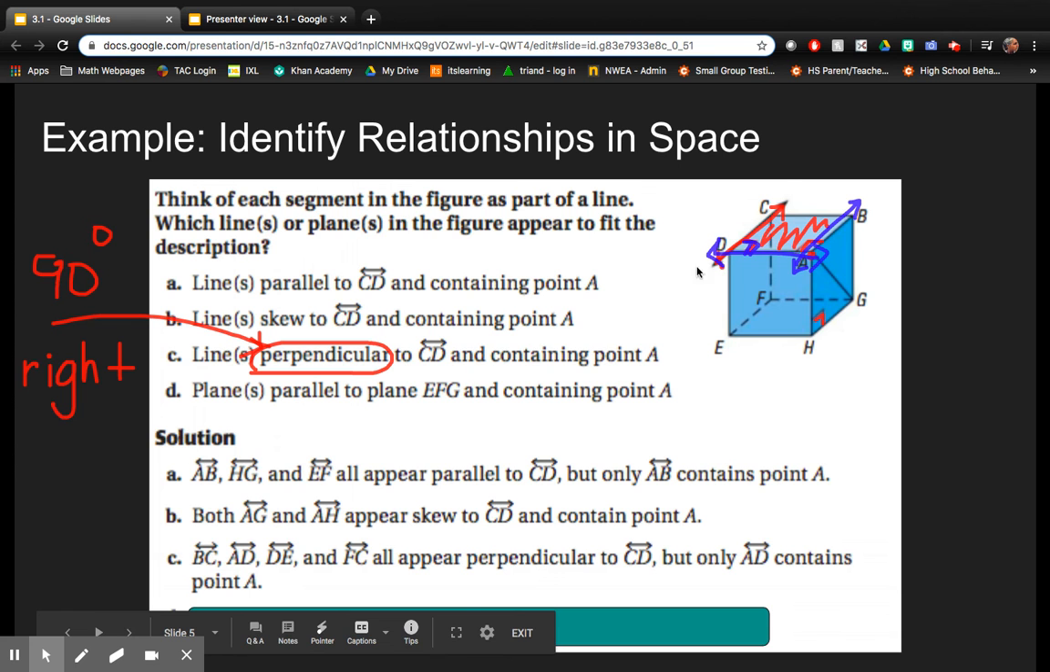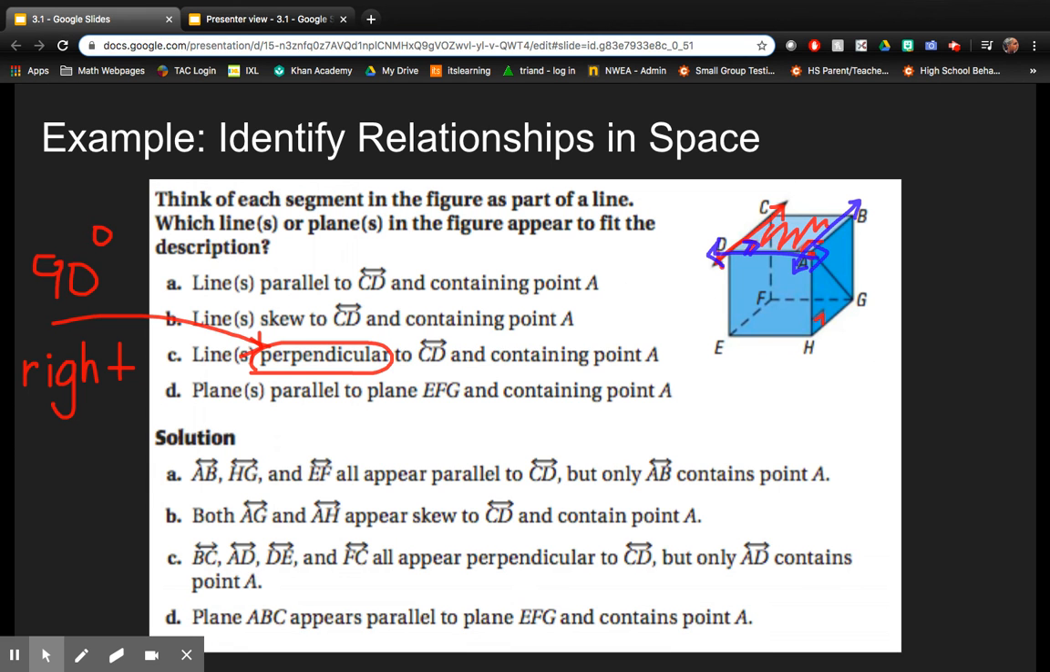Again, there are many lines that are perpendicular, but only one that goes through A. D.